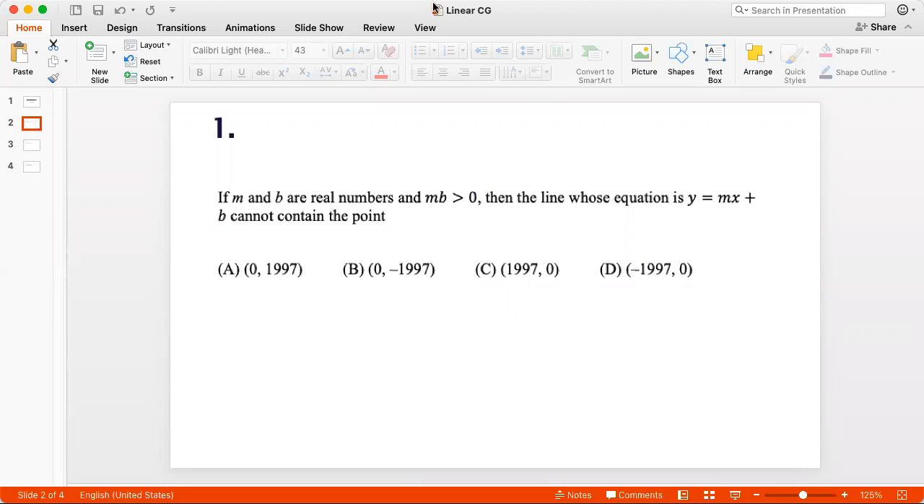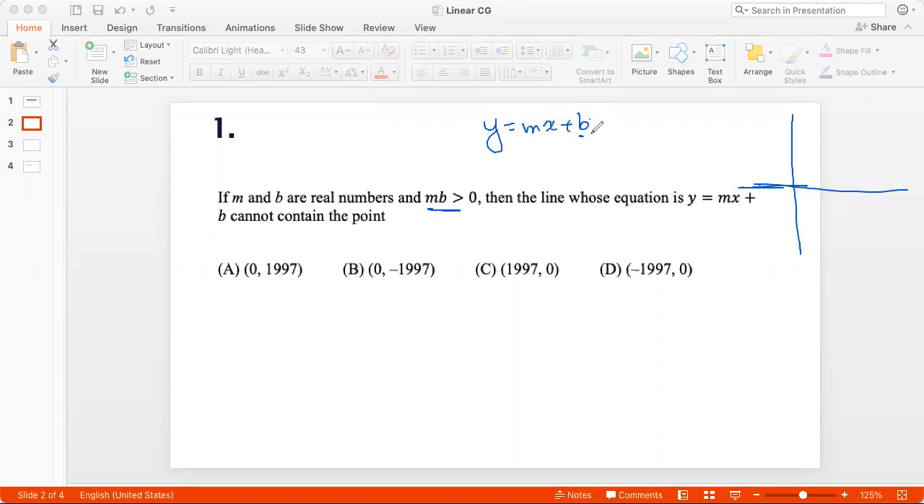If m and b are real numbers and m into b is positive, then the line whose equation is y equals mx plus b cannot contain which of these points? So let's understand how a line can look in this form. When you have y equals mx plus b, then b is the y-intercept. The y-intercept can be here when b is positive, or here when b is negative.